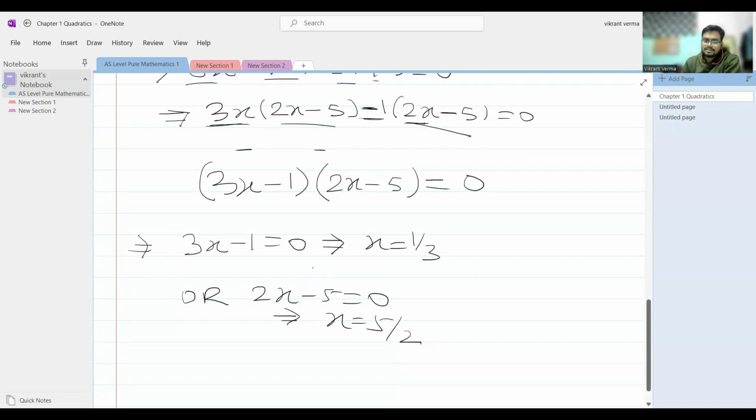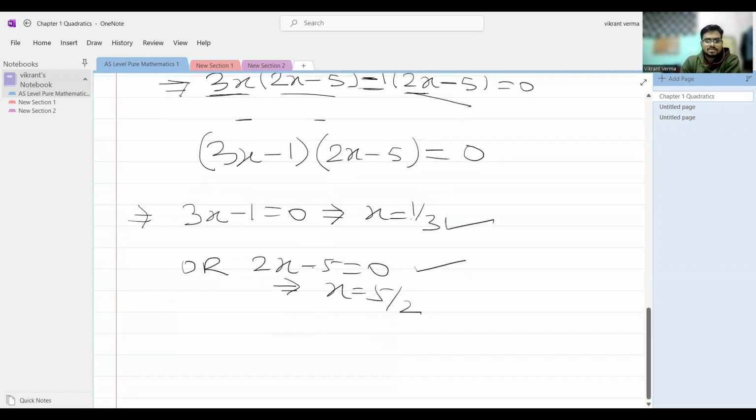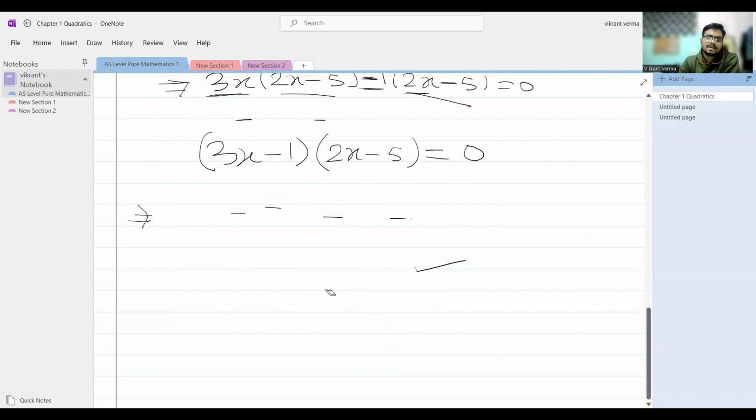So yes, I am saying that both of these are accurate. And the answer is that one solution is 1 by 3, another one is 5 by 2. But now, since you are studying physics, you should know why we can write this step. It is not always that if the product of two numbers is 0.